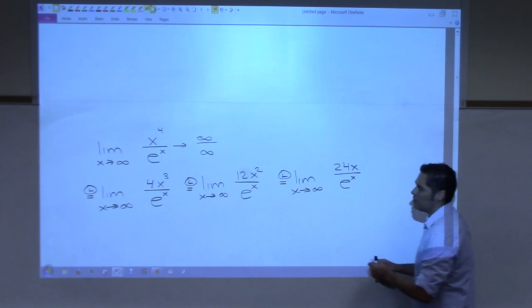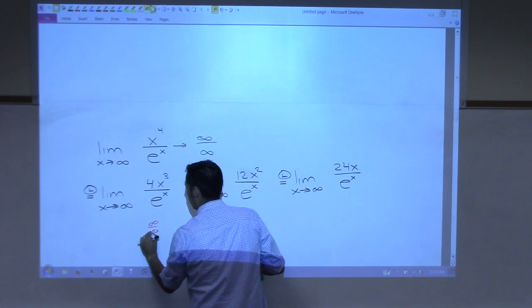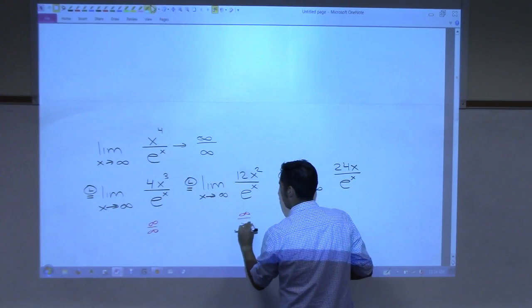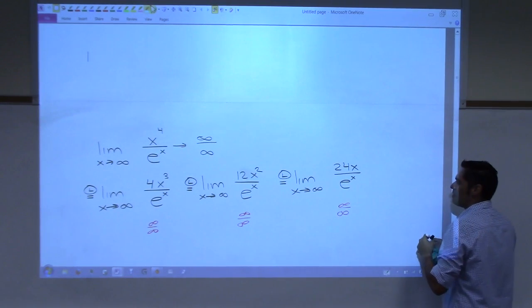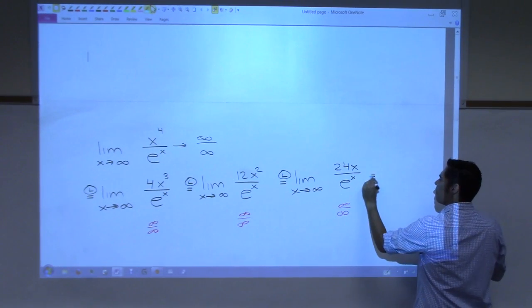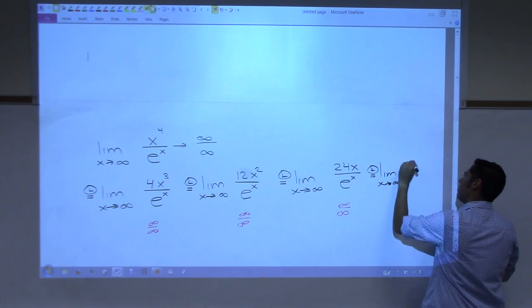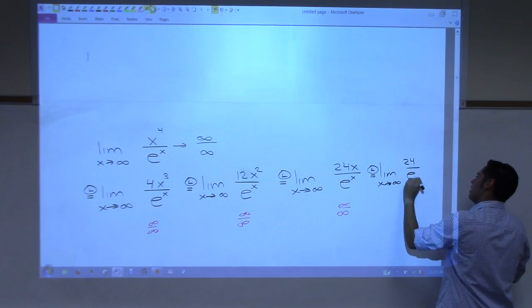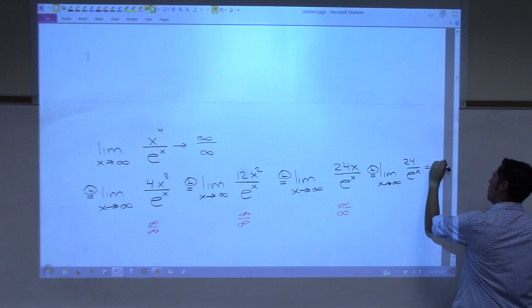I haven't been writing this, but if you're keeping score, this thing was still infinity over infinity. This one was still infinity over infinity. This one was still infinity over infinity. And then now at this last step of L'Hopital, you get 24 over e to the x. And now that's fixed over infinity. Fixed over infinity, that goes to 0, right? So this limit is 0.